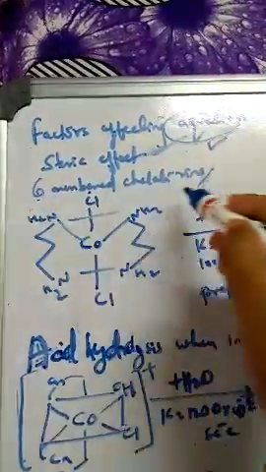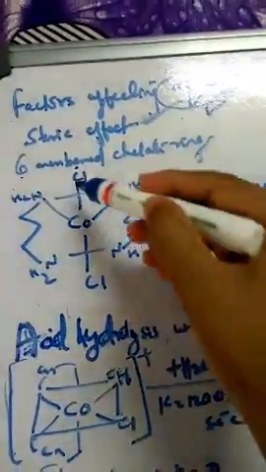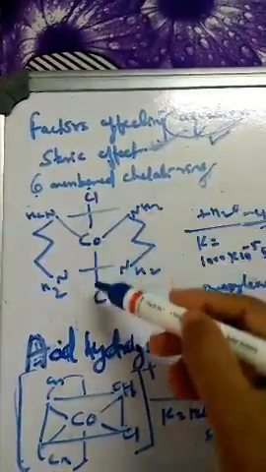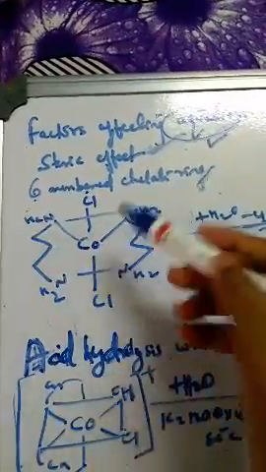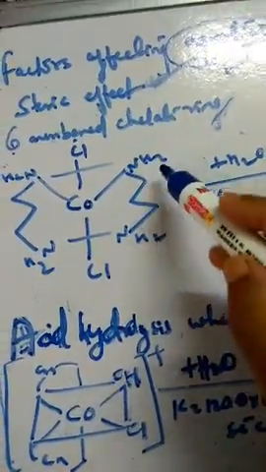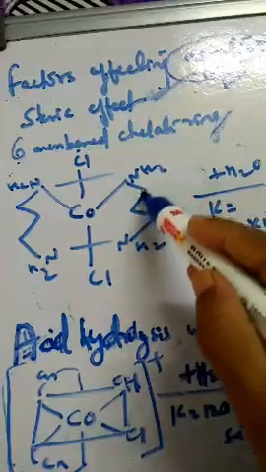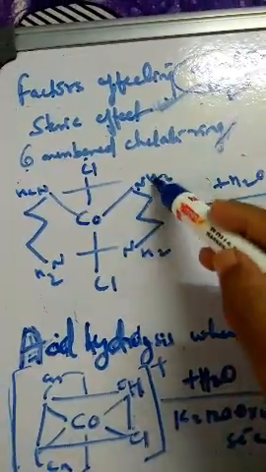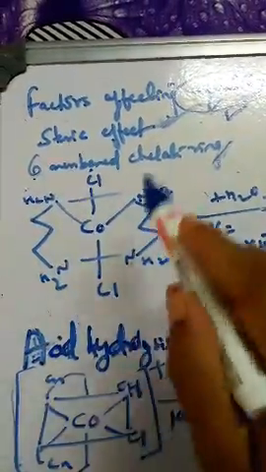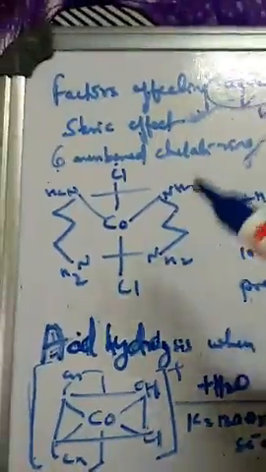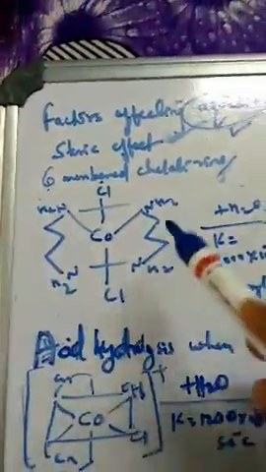Now I have taken a 6-membered chelate ring here. It's the same thing: a cobalt dichloro complex with a chelating ligand of the propylene type, NH2 CH2 CH2 CH2 NH2, propylene diamine. So this is one complex. Now if I want to go for substitution of this complex, I am adding H2O here.